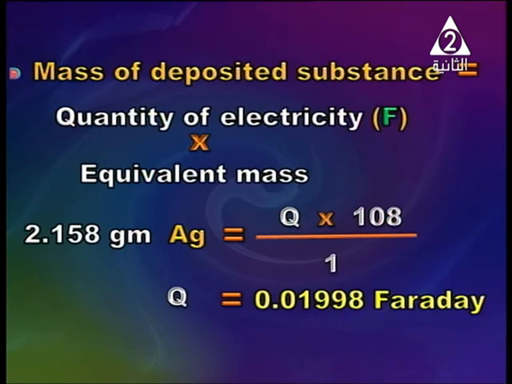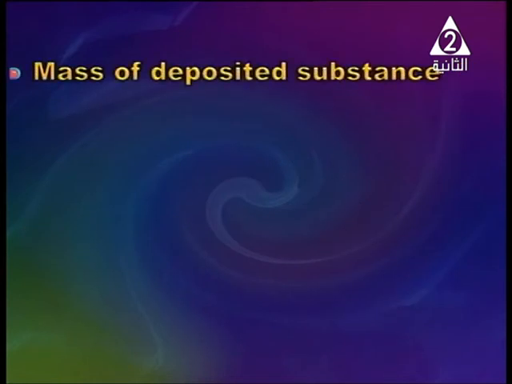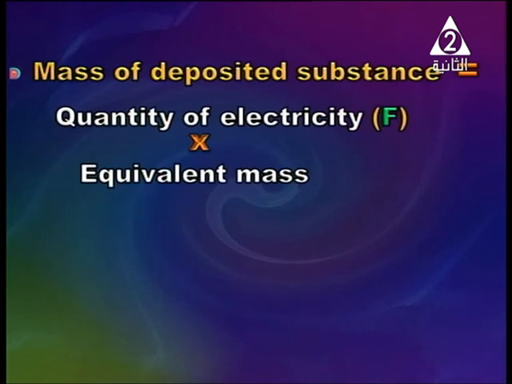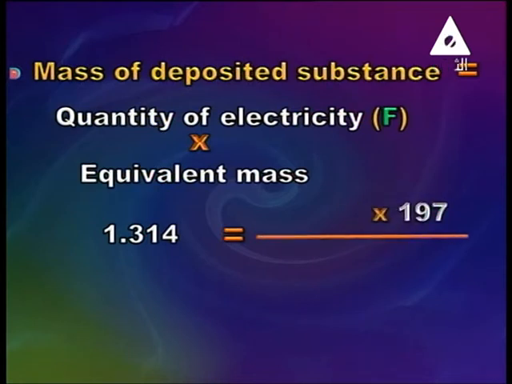It will be 0.01998 Faraday. So we can use the same quantity of electricity in the second cell, as the mass of the deposited substance equals the quantity of electricity in Faraday times the equivalent mass of the substance. We can apply this on the gold, which is precipitated, which equals 1.314 gram, equal to the quantity of electricity we calculated before, which is 0.01998 Faraday, times the equivalent mass of gold.